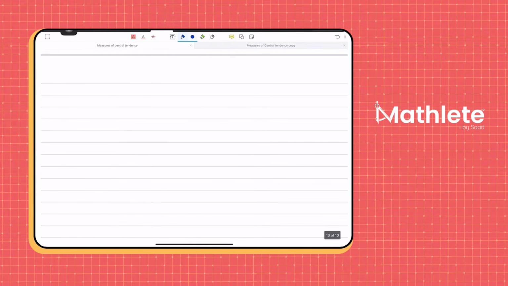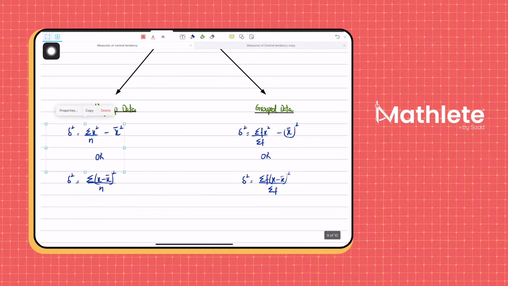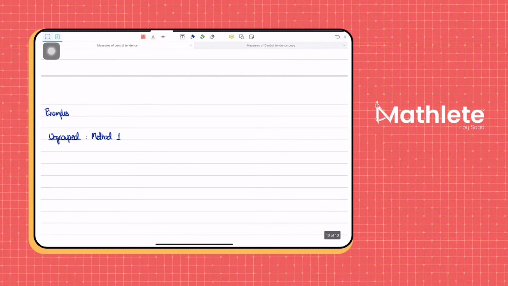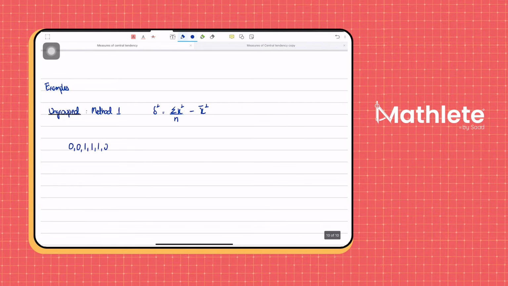So here's an example. We'll start with ungrouped data and we will use method 1, which is this formula. Let me copy paste it. Now let me write down a couple of values. Let's say you have 0, 0, 1, 1, 1, 2, 3, 3, 4, 4, 4, 4, 4, 5, and 5. So how many values do we have? 1, 2, 3, 4, 5, 6, 7, 8, 9, 10, 11, 12, 13, 14, 15.